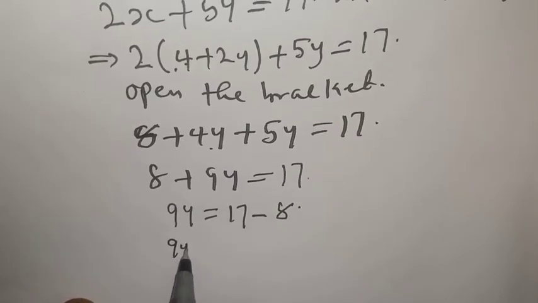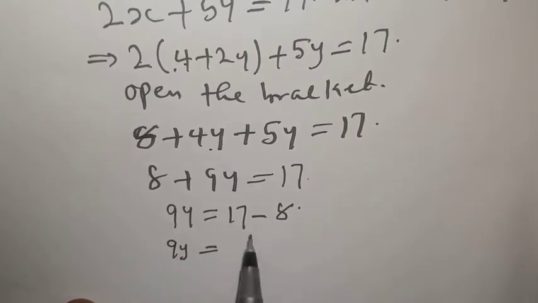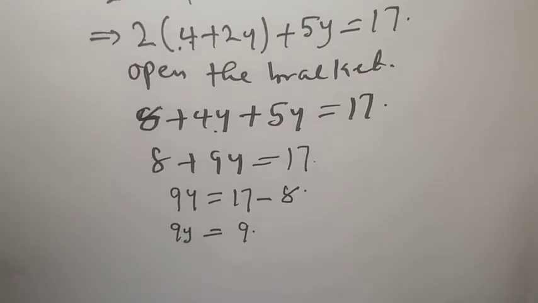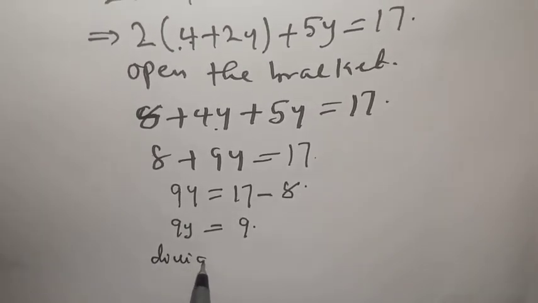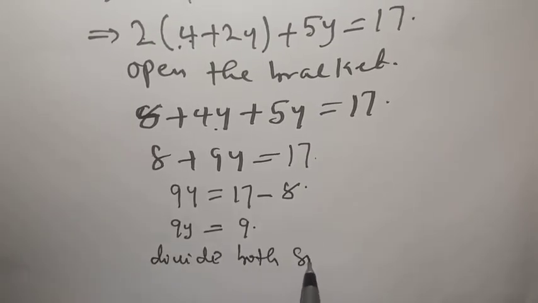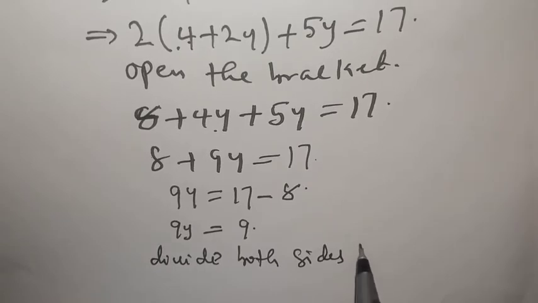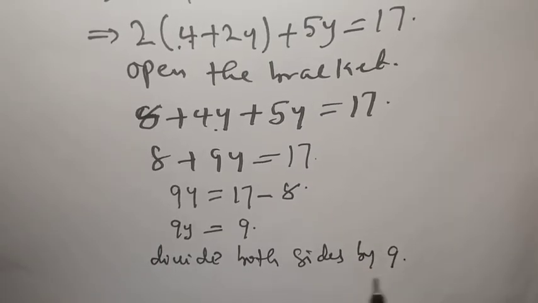Then we have 9y will be equal to 17 minus 8. 17 minus 8 is equal to 9. Can you see? We are getting there. Now, what do we do? The next thing is to divide both sides by 9, because we are looking for the value of y, and the coefficient of y here is 9. We are looking for the value of y, so we need to divide both sides by 9.